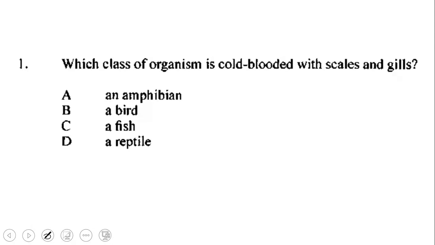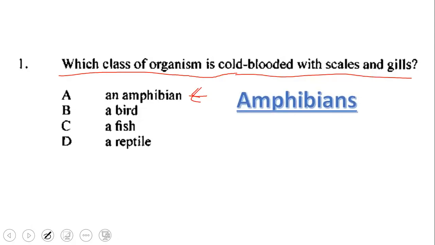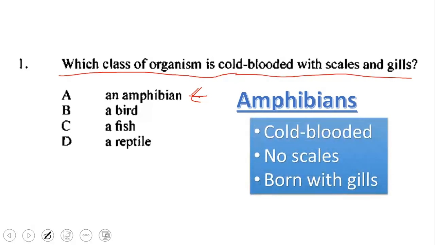Again, the question asks, which class of organism is cold-blooded with scales and gills? Now, is it an amphibian? Is that the correct answer? Note that amphibians are cold-blooded. They have no scales and they are born with gills. As they grow older, some of them keep their gills and others outgrow them.